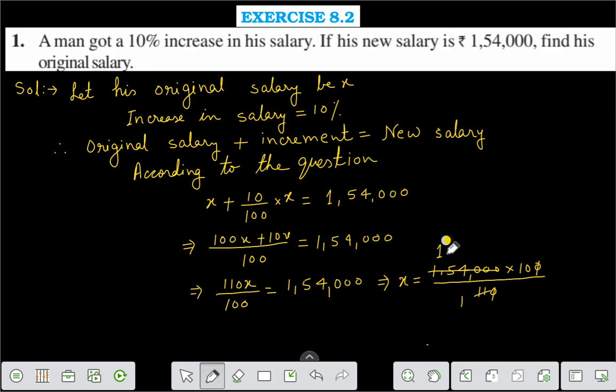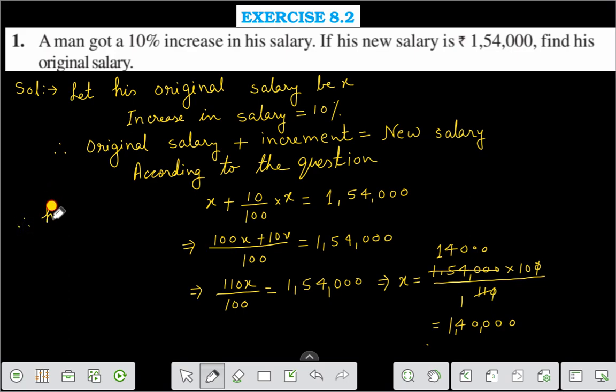15 minus 11 is 4. That is 4 11s are 44. Then 1 2 3, and 4 4 0. Therefore, it is coming as 1,40,000.